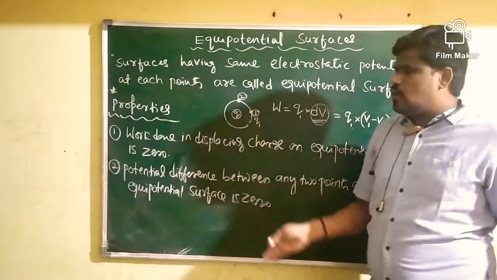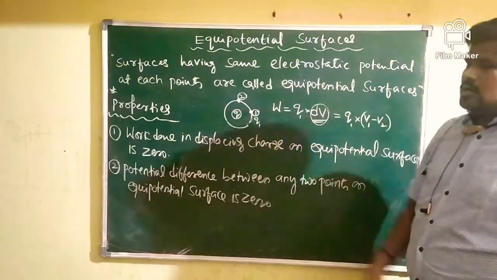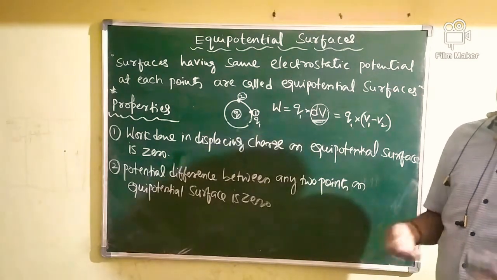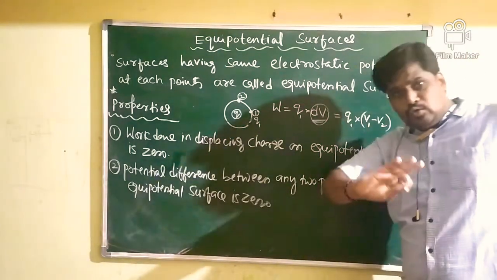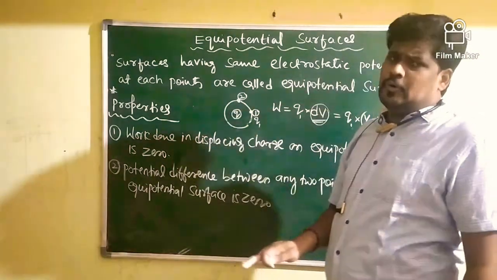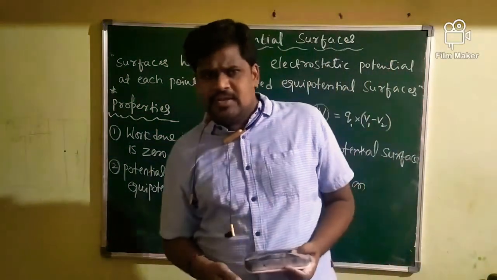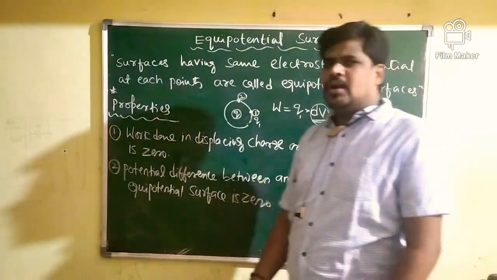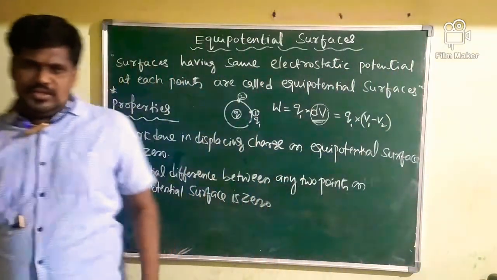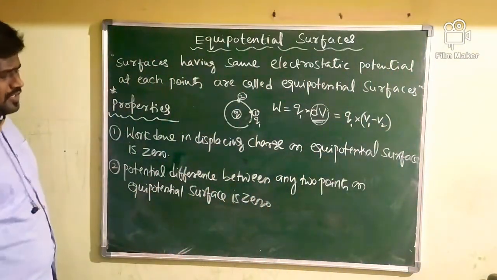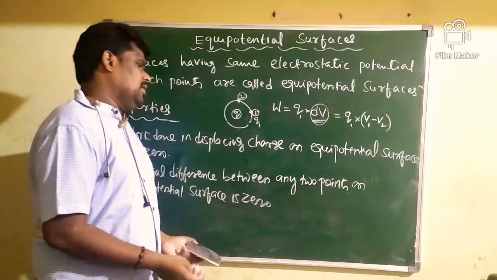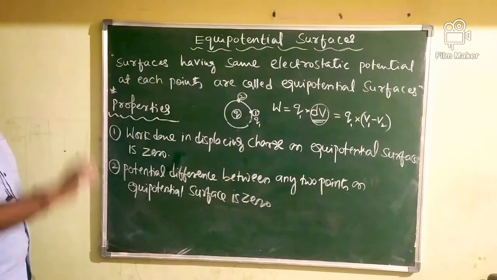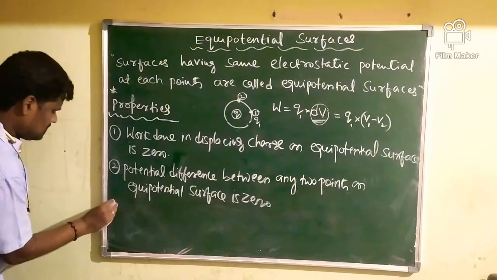Because the two points you are selecting are of what? Same potential. When the potential is same, the potential difference is 0. When the two points are at a different potential, then the potential difference exists. If the two points are at the same potential, definitely the potential difference is 0. Therefore, whatever potential difference you determine between any two points on the equipotential surface, that potential difference is 0.